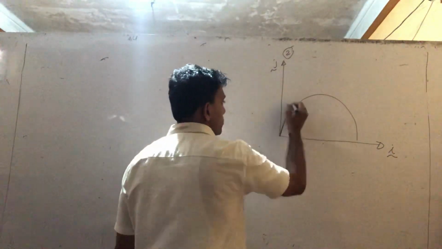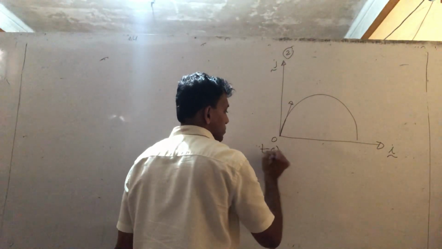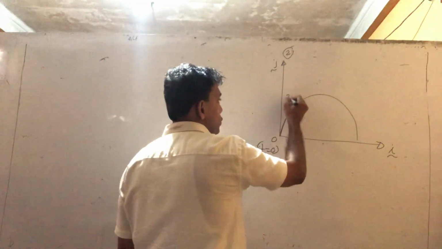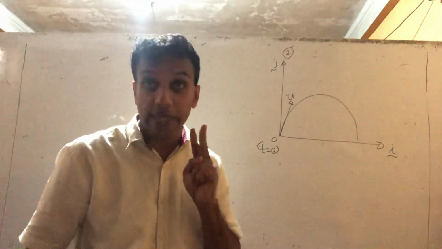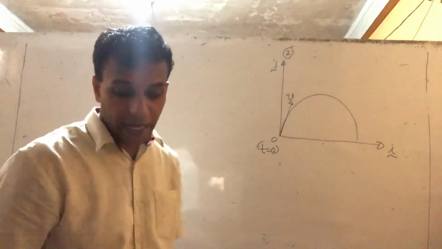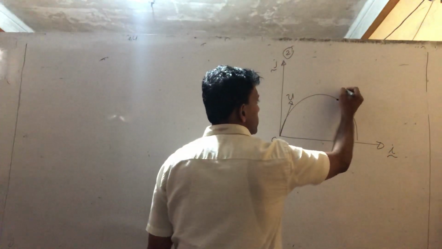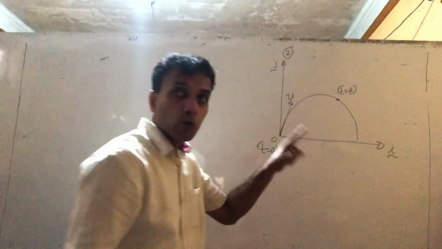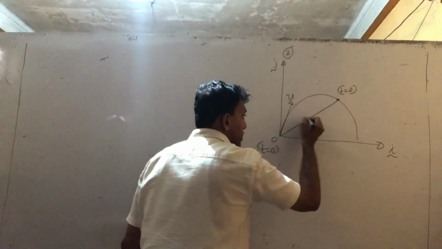Here, time is 0. If I take the initial speed as u, they mention after time 2 seconds, its position vector, I mark somewhere here. Time is 2. After 2 seconds, its position is given as r.